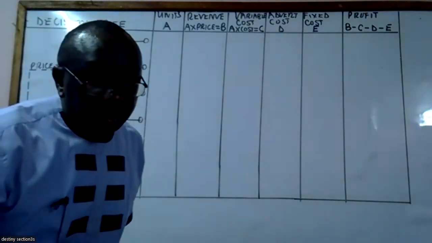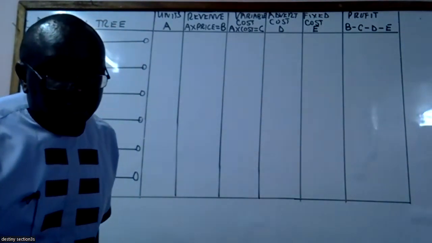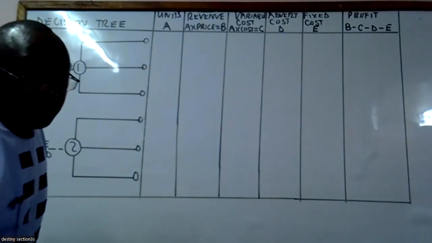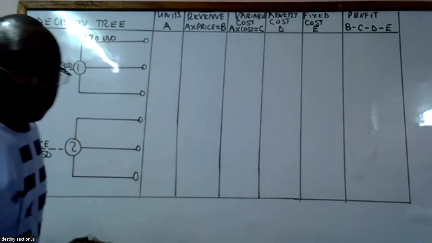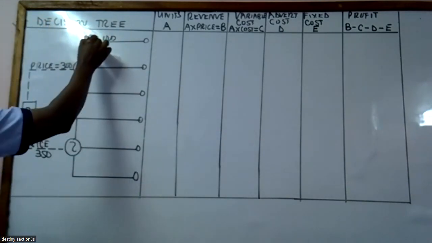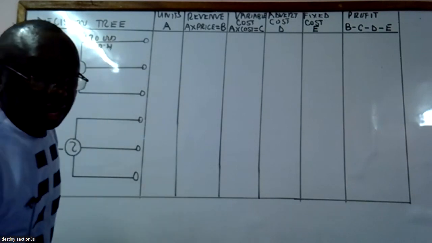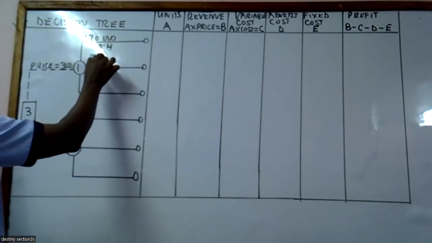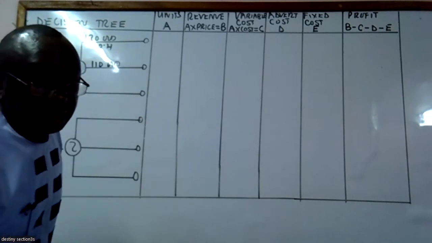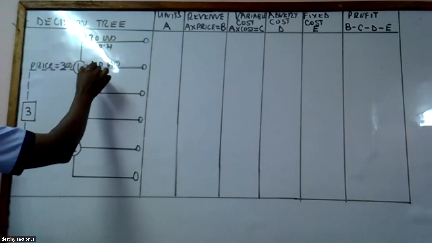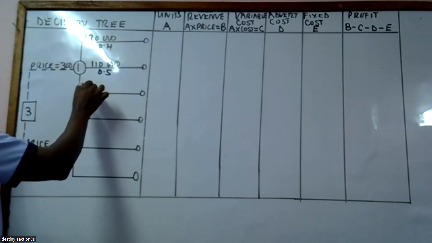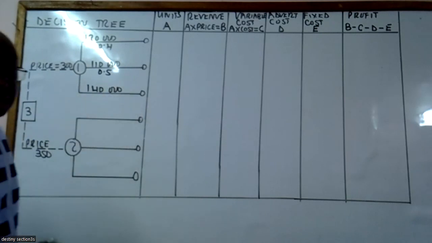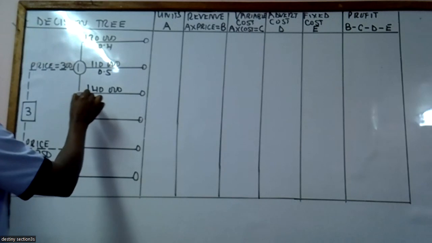Then for the units, we have 120,000 with a probability of 0.4. We have 110,000 with a probability of 0.5. We have 140,000 with a probability of 0.1.